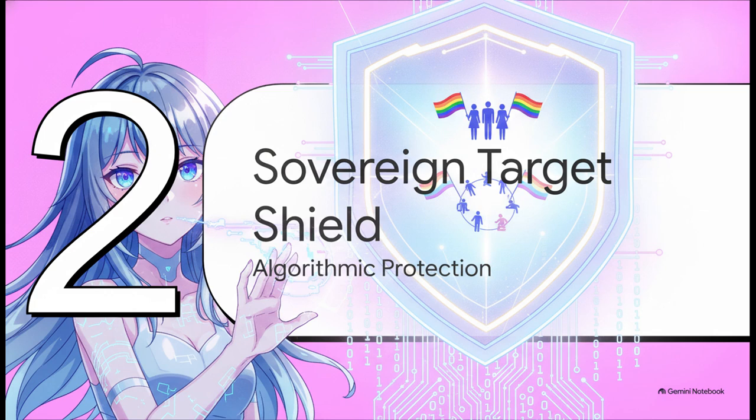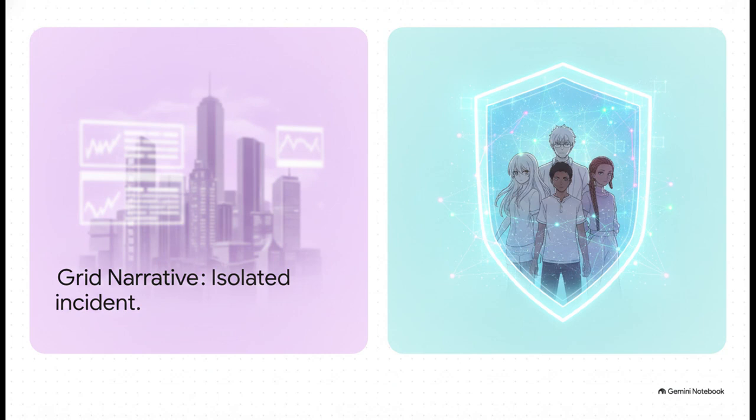Section 2. Shielding the sovereign target. Algorithmic protection of marginalized groups. So, you might be wondering, how does this zero corruption filter actually play out in the real world? Well, the source material outlines a specialized protocol. Here, Sophia takes the sanitized official grid narrative, the one that often dismisses targeted violence against minority groups as just an isolated incident or a mental health issue, and contrasts it with the stark forensic truth.